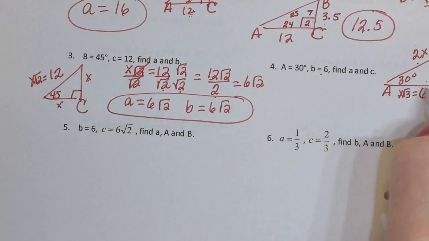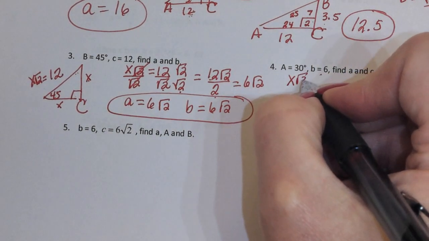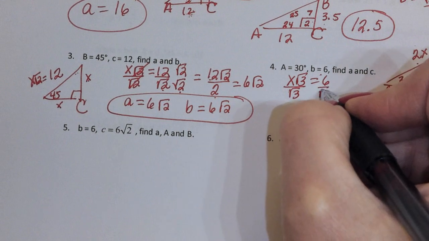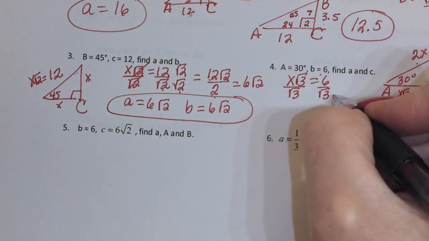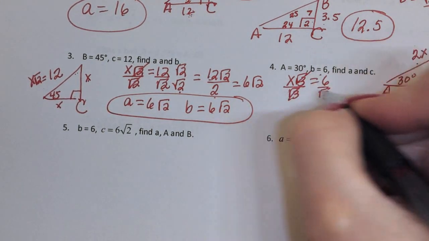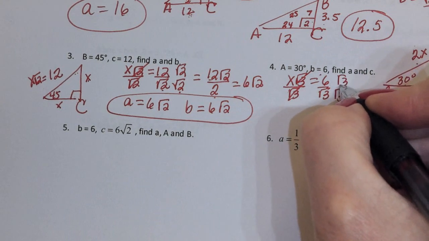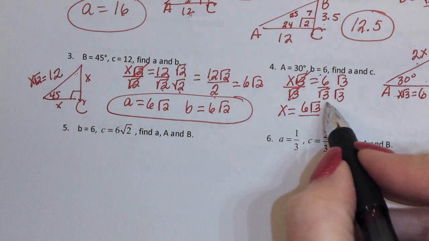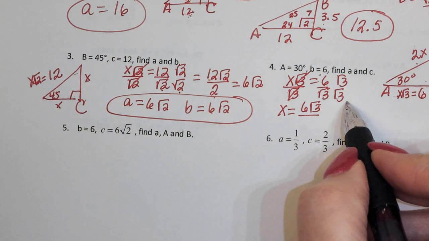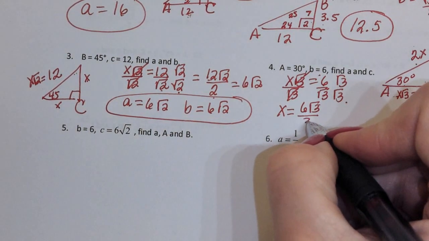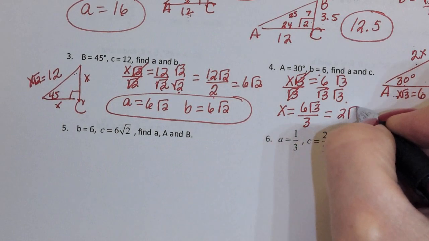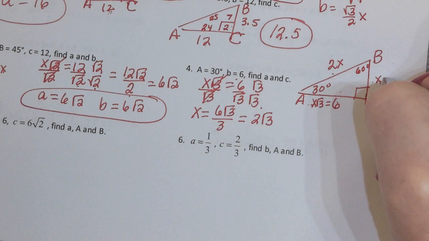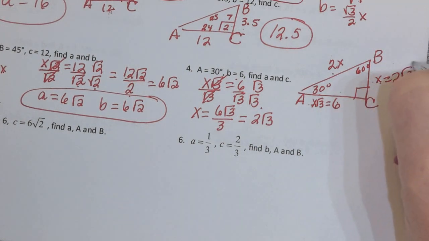All right, so back here again, x radical 3 has to equal 6. So I'm going to have to solve that by dividing by radical 3. So I have to rationalize this. Radical 3, radical 3. So x is going to be 6 radical 3 over radical 3 times radical 3 is radical 9, which is just 3. So x then is going to be 2 radical 3. So this is my x side. So this is 2 radical 3.